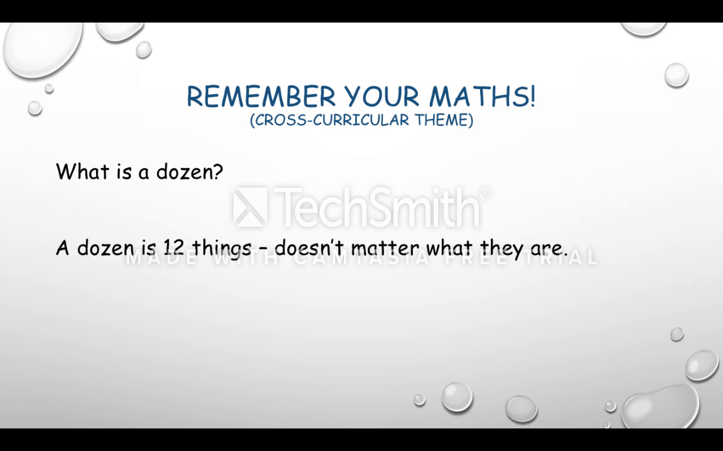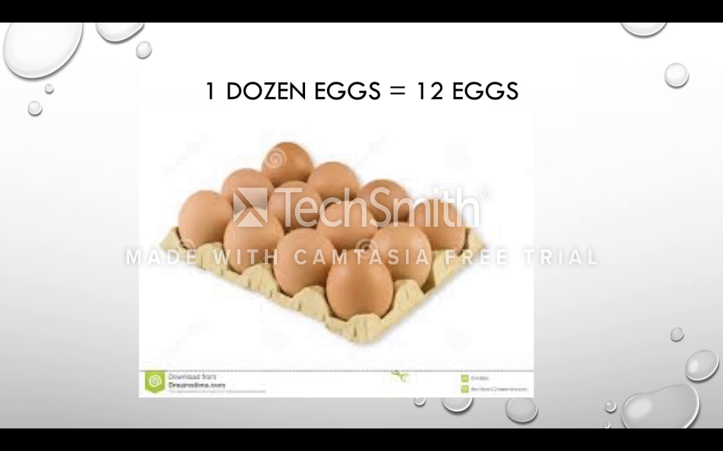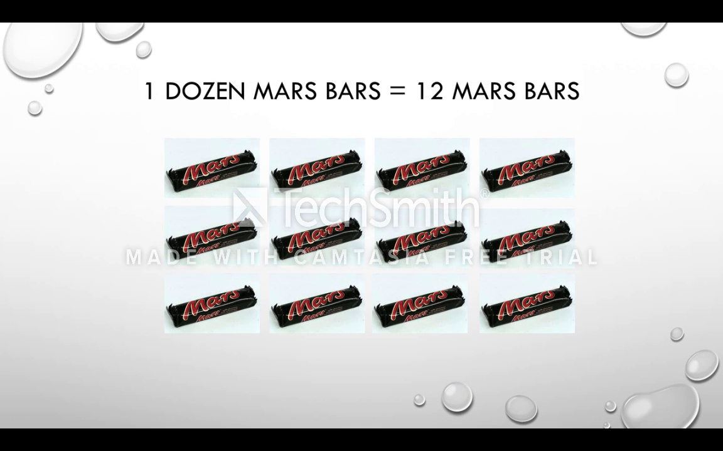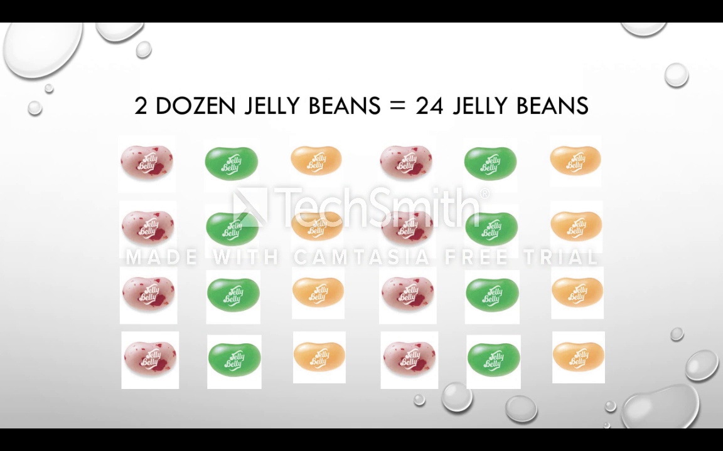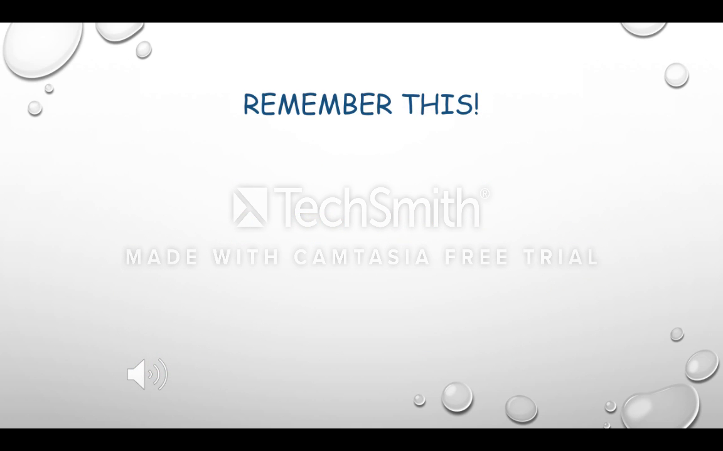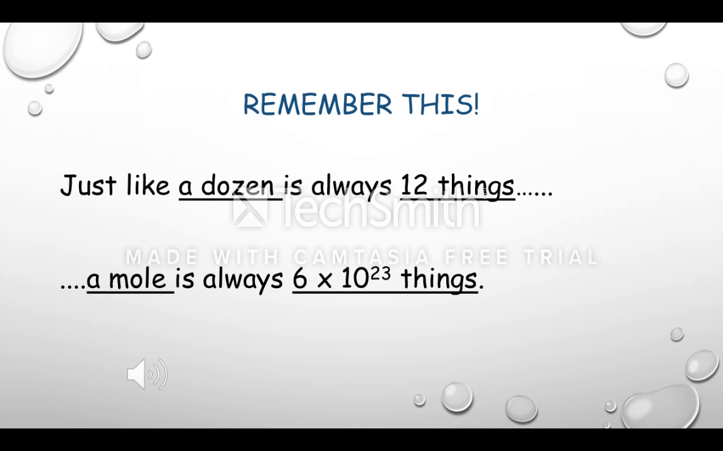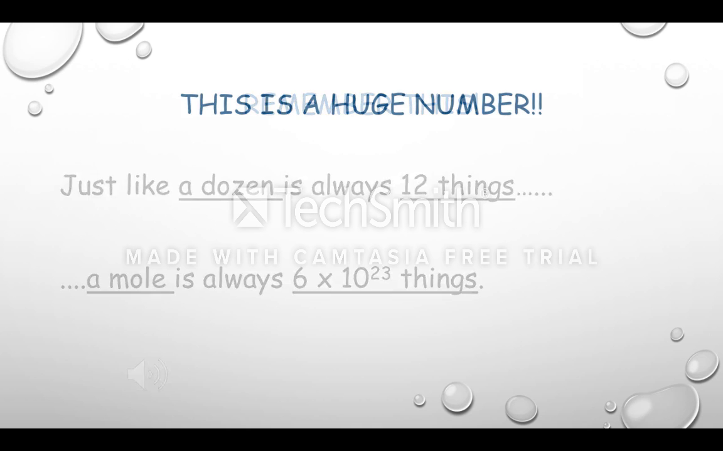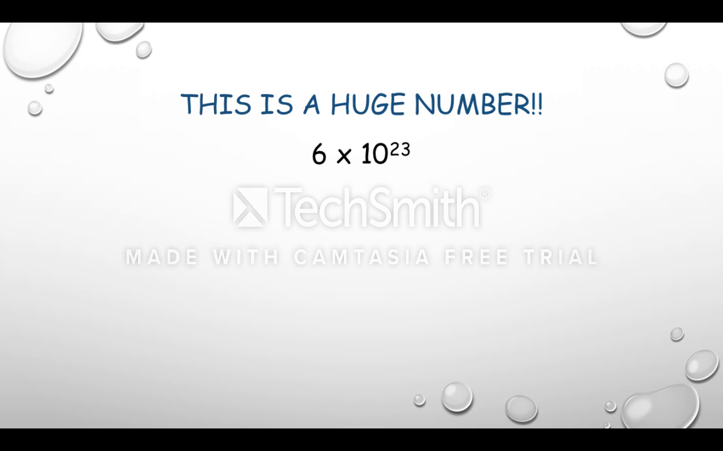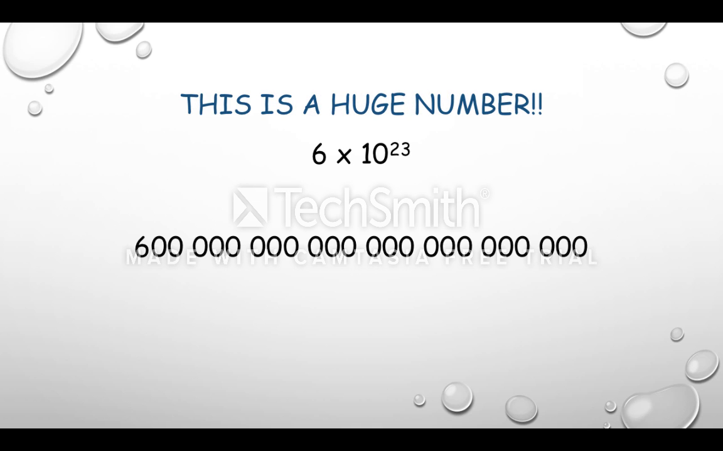It doesn't matter what they are. A dozen eggs is 12 eggs. A dozen Mars bars is 12 Mars bars. 2 dozen jelly beans is 24 jelly beans, like you have in front of you. So just remember this. Just like a dozen is always 12 things, a mole is always 6 by 10 to the power of 23 things. Say what? Yep, it's a huge number. 6 by 10 to the power of 23. That's a 6 with 23 zeros after it.